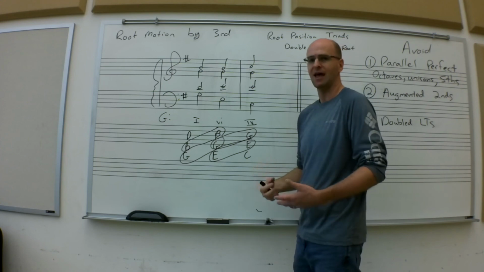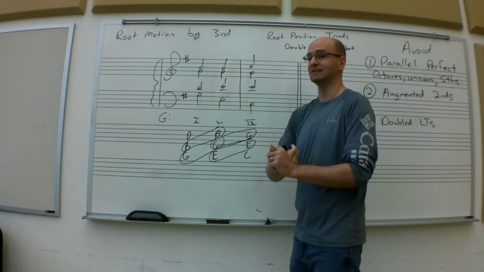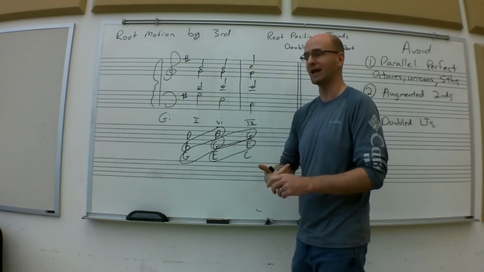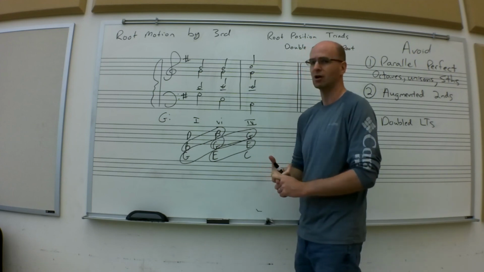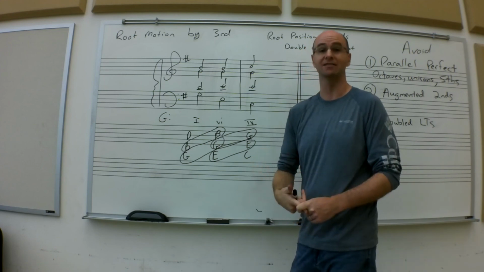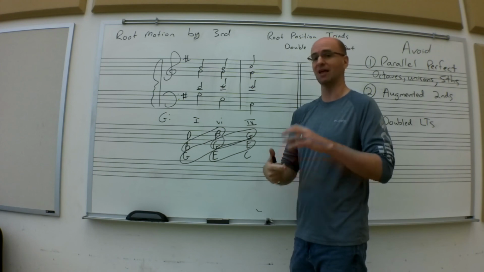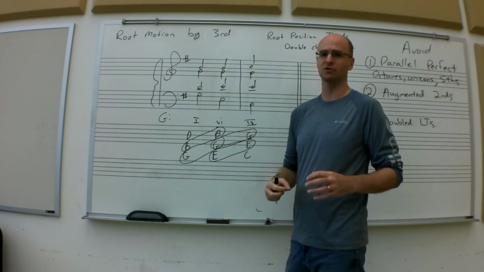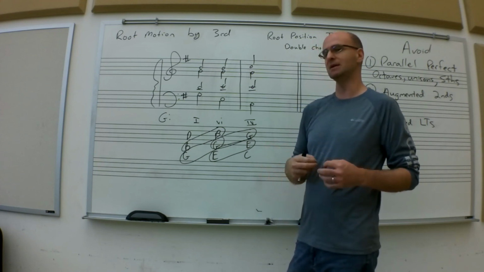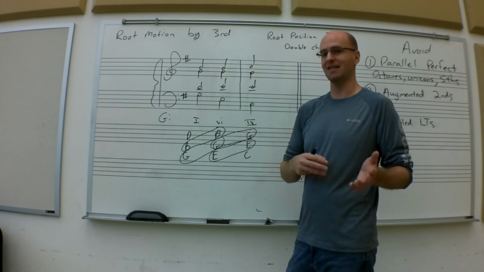Everything is great. Again, chordal root motion by second is actually pretty straightforward, and so is chordal root motion by third. We don't have to overcomplicate our lives. It's the next root relationship, that third category, chordal root motion by fourth, where things can be more nuanced. But I'm going to discuss that in the next video.